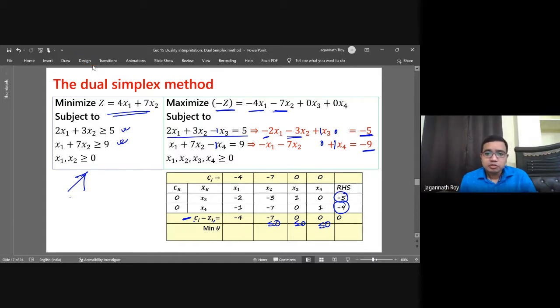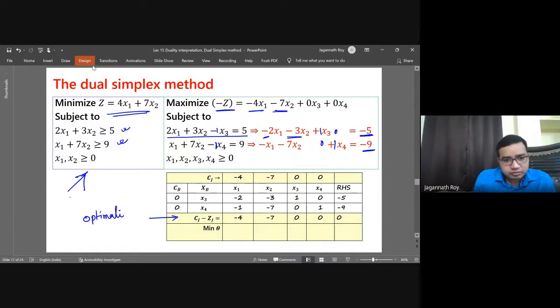Remember, optimal solution and optimality criteria are actually two different things. This is known as optimality criteria. And the optimal solution, there are two things.